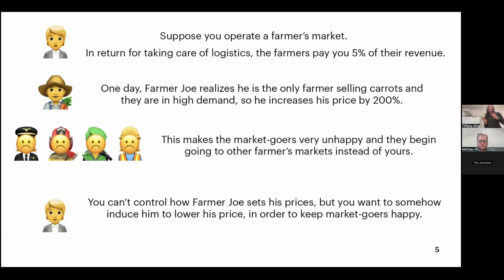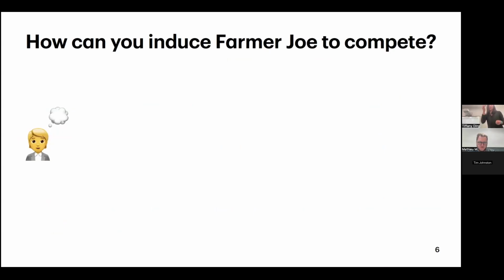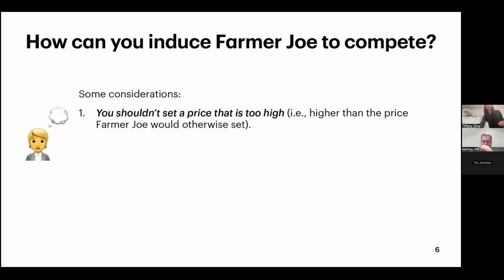So you as the operator, you can't really control how Farmer Joe sets his prices, but you want to somehow induce him to lower his price because the price he set now is too high and it's not good for your market. So you have an idea that maybe you can enter the market as a competing carrot seller. Okay, so you think a bit more about how you can do this. So some considerations. First, when you're setting your price for your carrots, you shouldn't set a price that's too high.